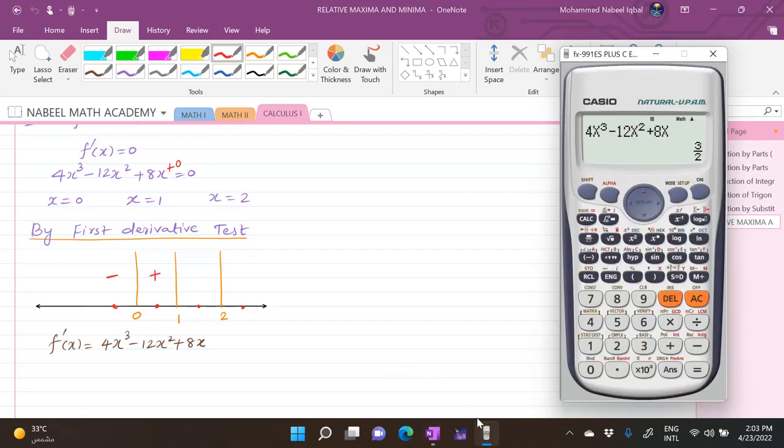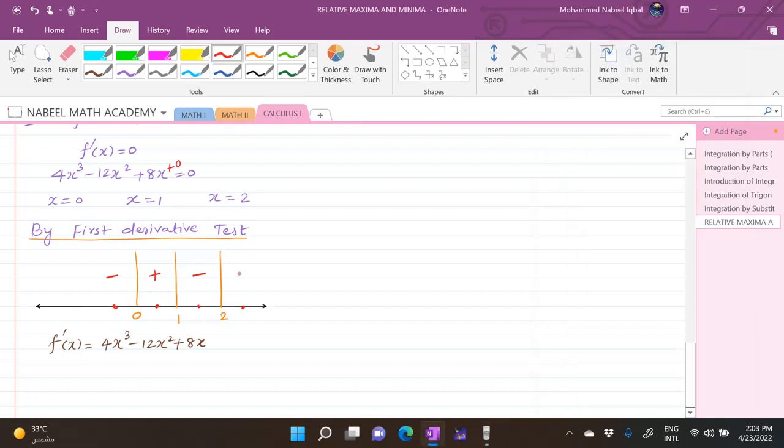Now let us go with the value between 1 and 2. I will check calc 1.5, which is between 1 and 2. This is negative. When I check x equals 3, what happened here? It is plus. So can you tell me, from minus to plus, this is minimum. From plus to minus, this is maximum. From negative to positive, this is minimum. So this is minimum, this is also minimum, and this is maximum.